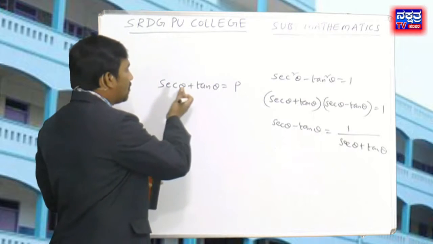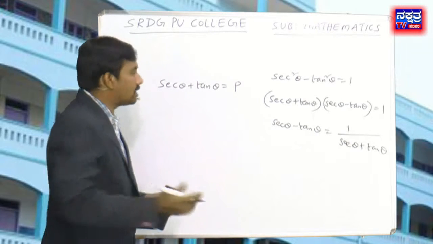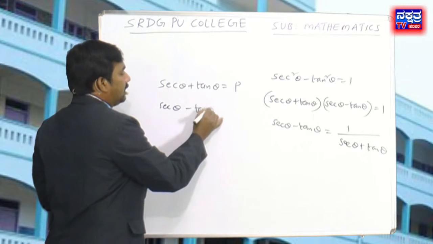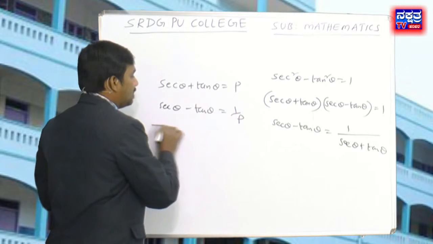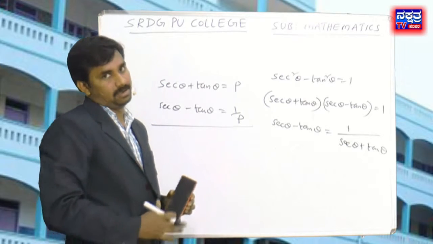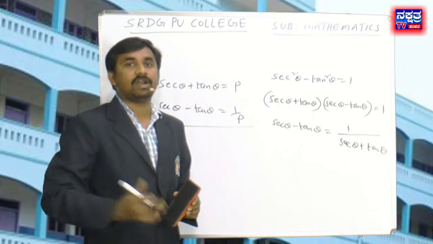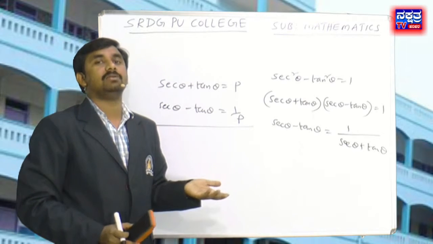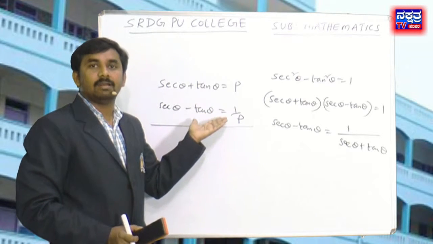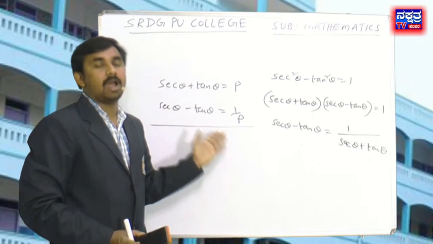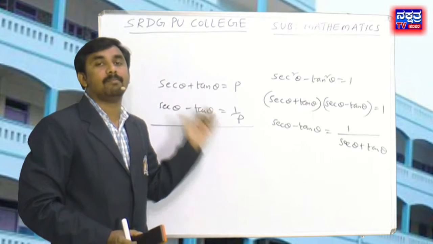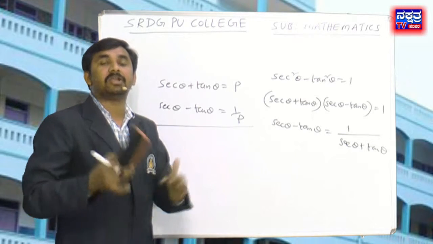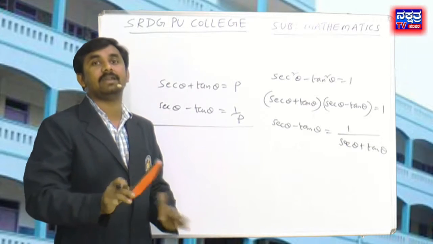So here what is secant plus tan? P. You can write secant theta minus tan theta equal to 1 by P. Then you have to find the tan theta value. How to find the tan theta value? By the algebraic method only you can do. You can find the tan theta value by subtraction, and the secant theta value by addition. Not only secant and tan, you can find any trigonometric function by using secant and tan.